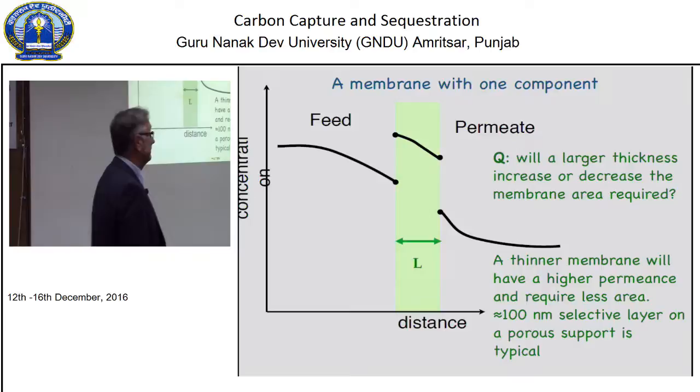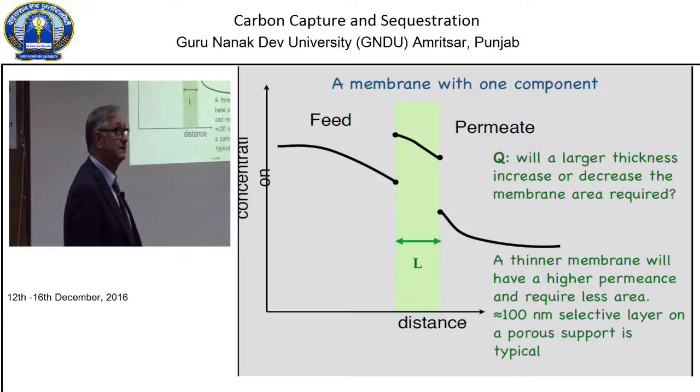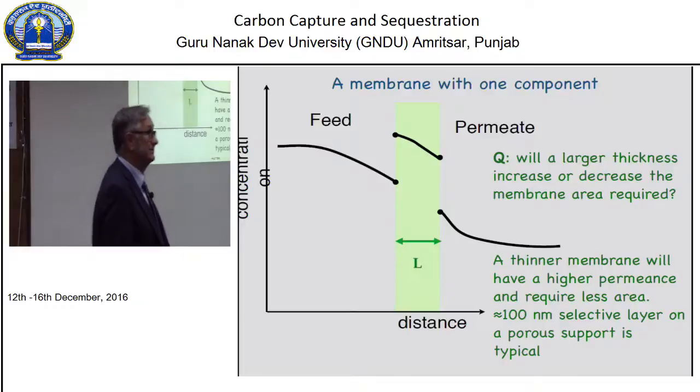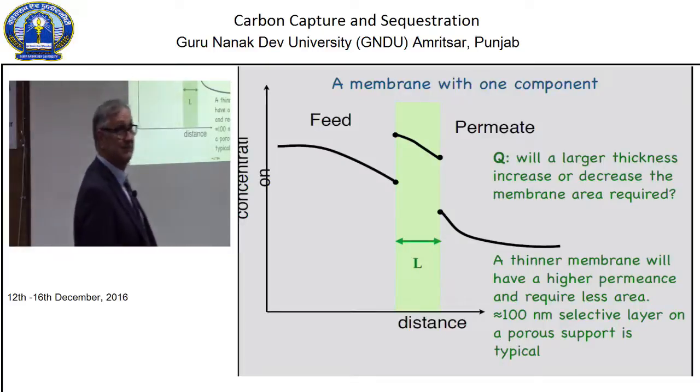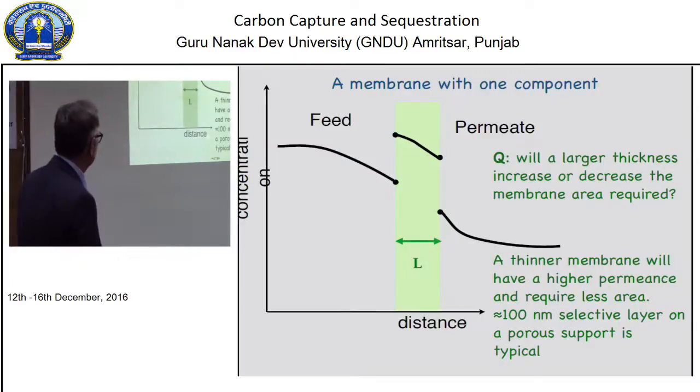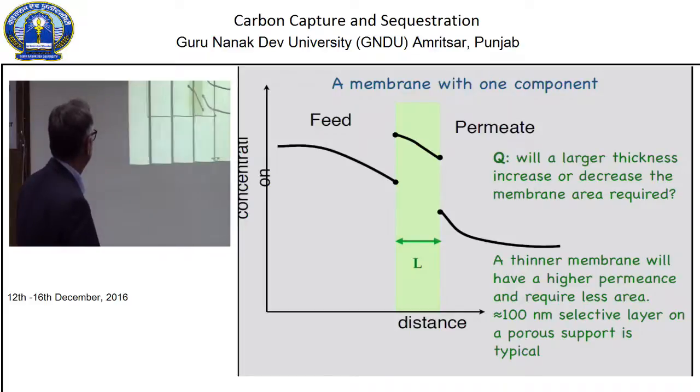And so what you find in the literature is people are targeting 100 nanometers as the thickness of the active layer. 100 nanometers, that's 1,000 angstroms, that's a very thin layer. And so the manufacturing of these kind of membranes is a challenge.